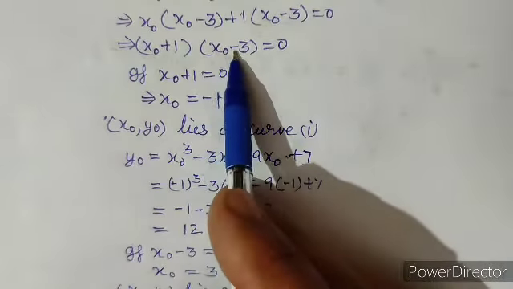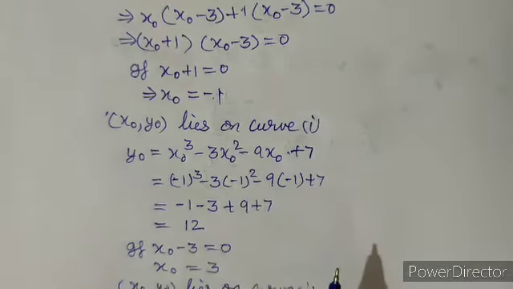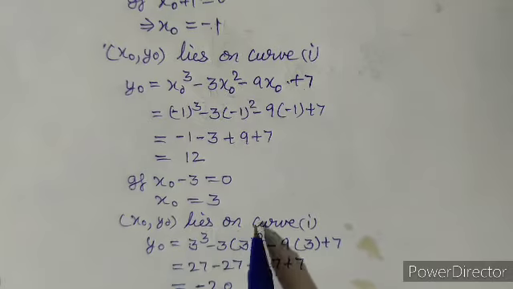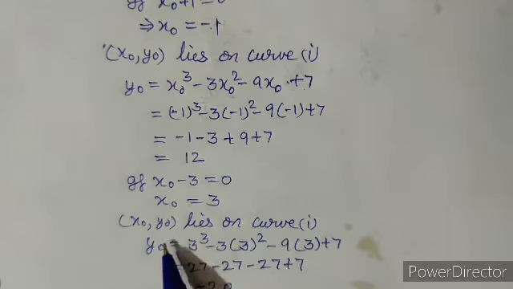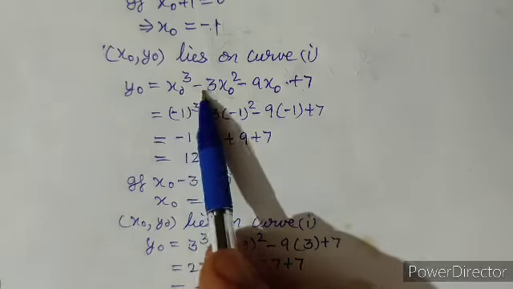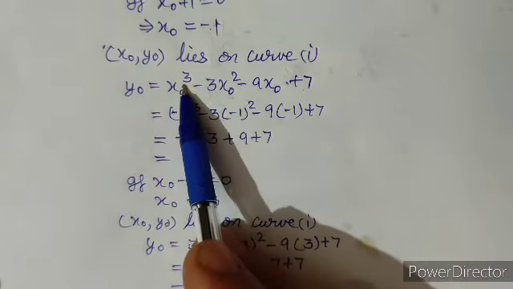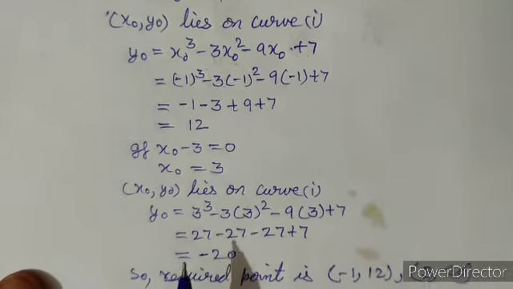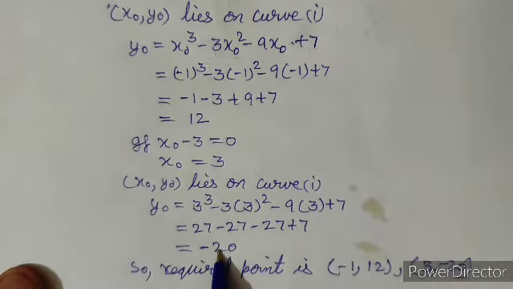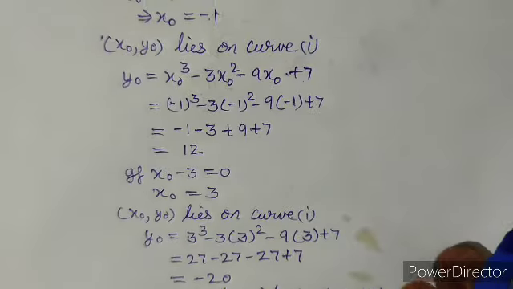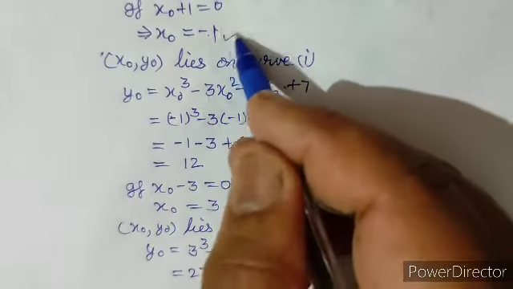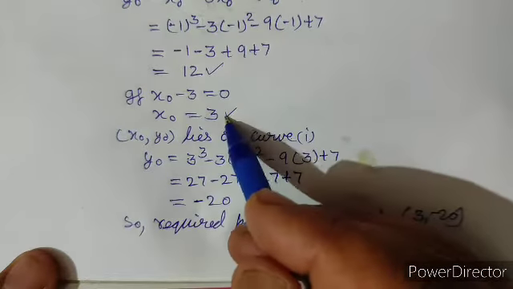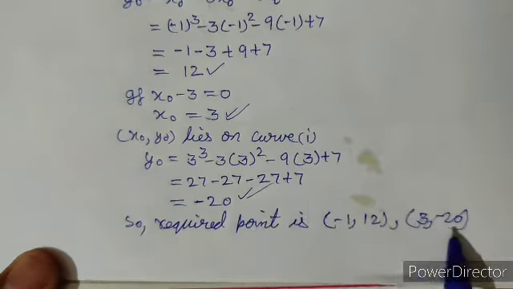Now if x0 - 3 = 0, then x0 will be equal to 3. Again (x0, y0) lies on the curve, so we can say y0 will be equal to 3³ - 3 into 3² - 9 into 3 + 7, and that will give us y0 as -20. So the required points are (-1, 12) and (3, -20).